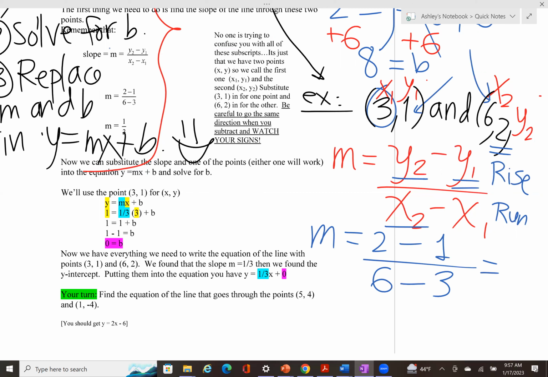Okay, I just need to simplify that. That's 1 in the numerator over 3. Okay, so slope is 1/3. So it just needed that extra step. I needed to do that part. Now I can follow the same steps from the previous example.